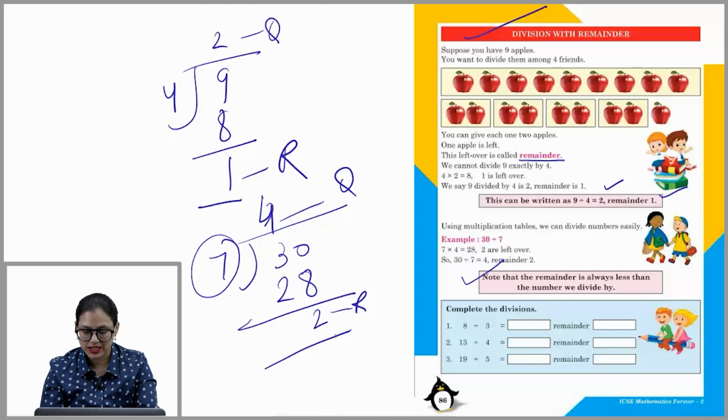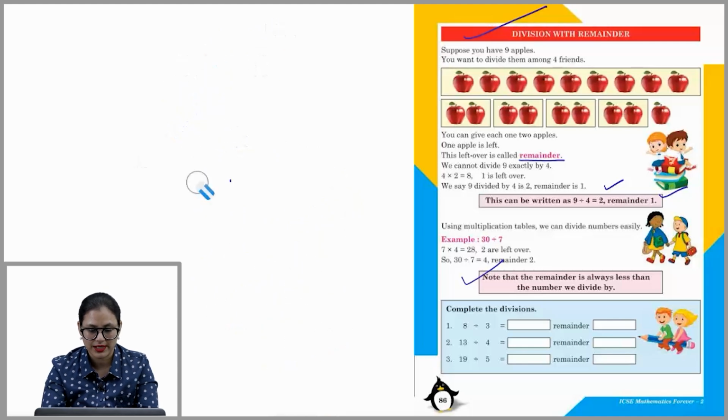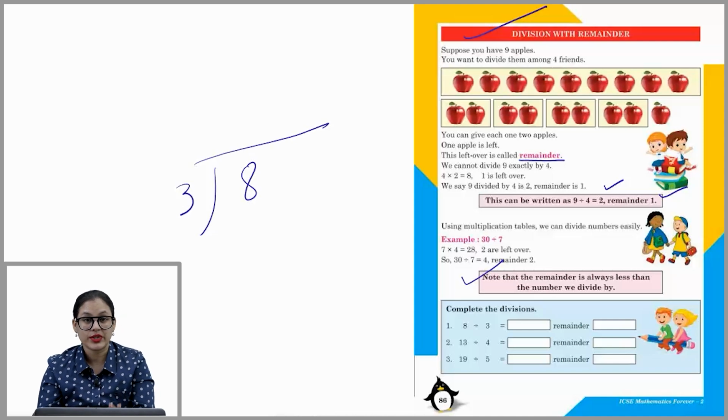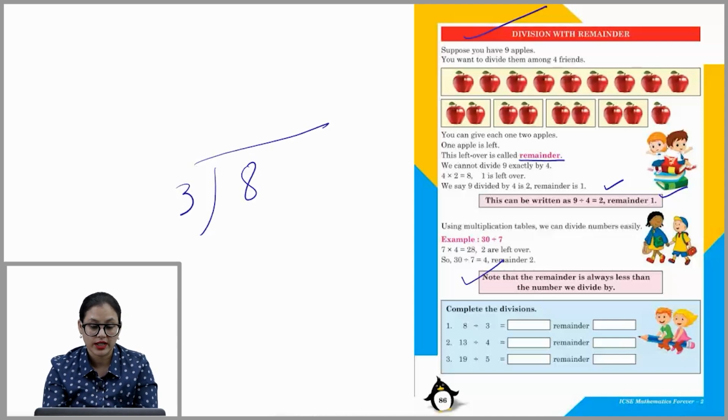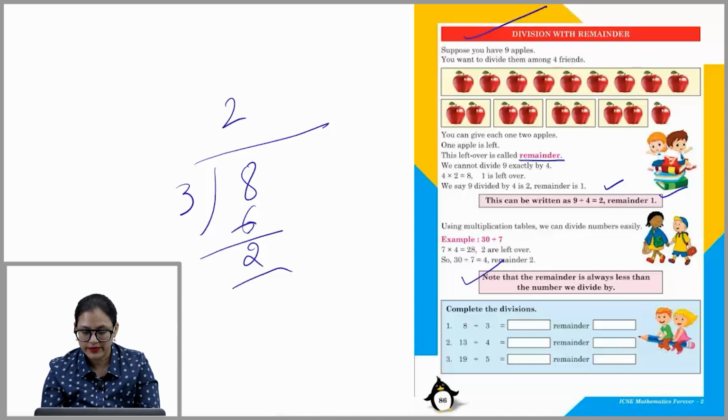Now, complete the division. 8 divided by 3 and then you have to write the remainder also. Let's do the division first and then we will write the quotient as well as the remainder. 8 divided by 3. 3 1s are 3, 3 2s are 6, 3 3s are 9. 9 is greater than 8. We will write 3 2s are 6 and 8 minus 6 is 2. So, here we will get 8 divided by 3 is 2 and remainder is 2.